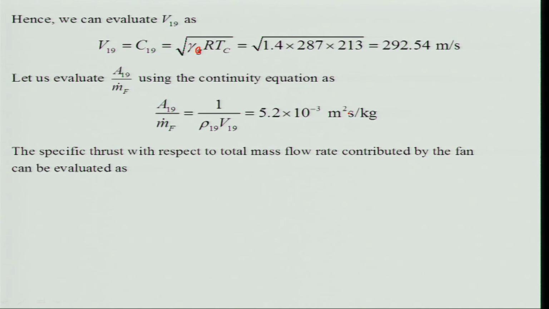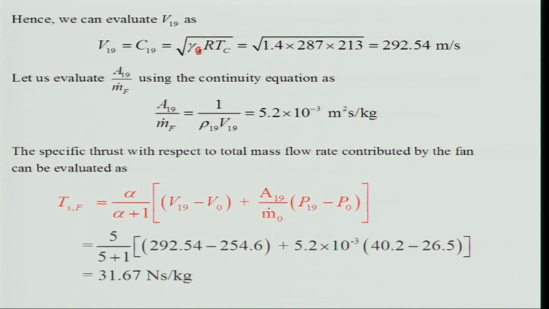And the specific thrust with respect to the total mass flow rate contributed by the fan can be evaluated, because we know that TSF is alpha divided by alpha plus 1, where alpha is your bypass ratio, which is equal to 5 in this case. You will substitute values, V19 we have evaluated, V naught we have evaluated, this portion we have also evaluated, and this is with respect to mf.